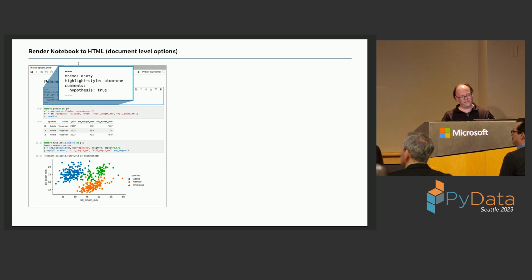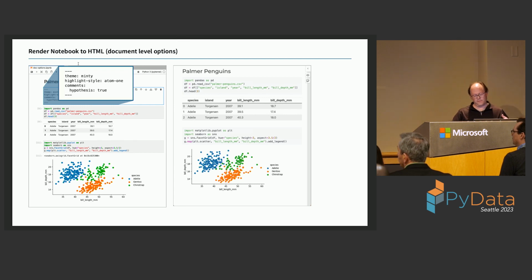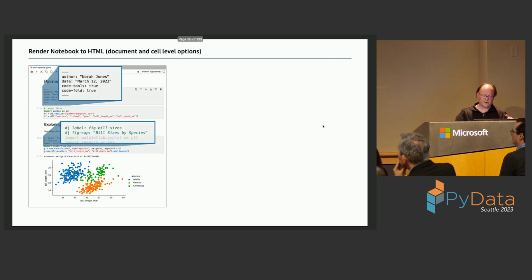So when we take this notebook and we render it, we see now it has a different look. The code is indeed highlighted using a different highlight style, and you can see on the far right, there's this commenting bar that can be used for people to make comments on the notebook. So those are document level options. There's also cell level options.